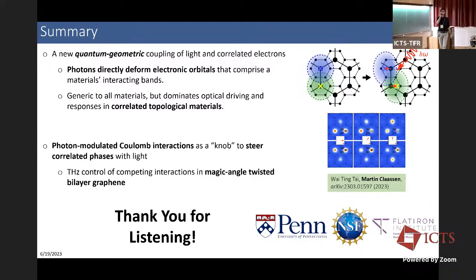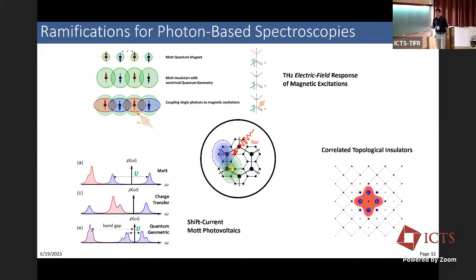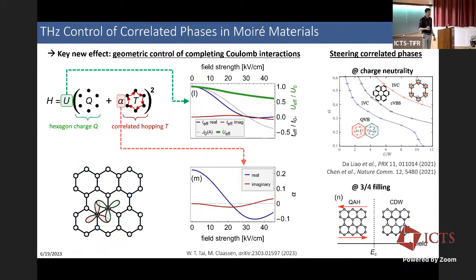Can you make it more strongly correlated by driving? It seemed like you always decreased. Yeah, so we have to define what we mean by strongly correlated. It seems like the Coulomb interaction in general decreases, but you can drive your way to a phase transition.